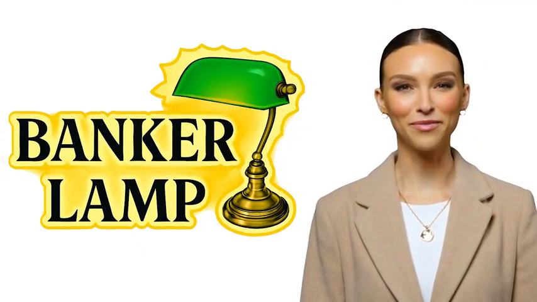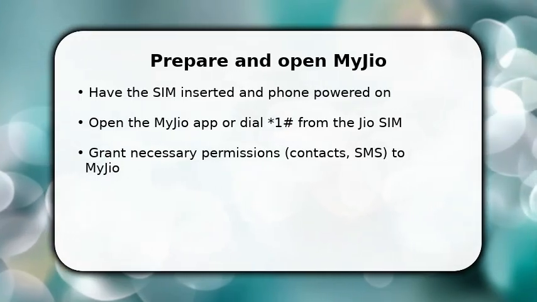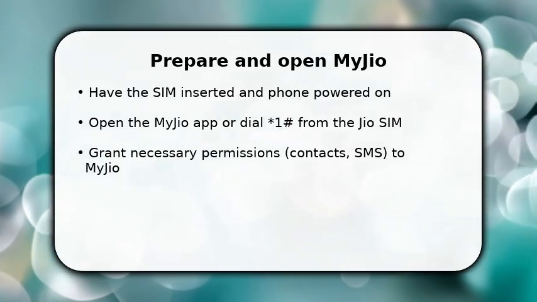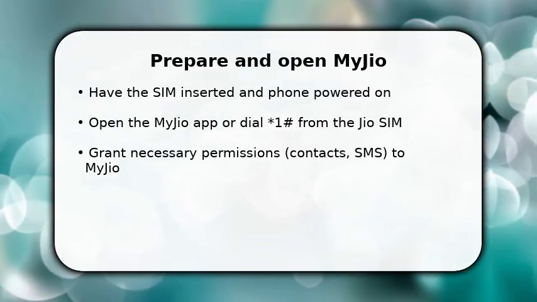Please enjoy the video. You start by making sure the Geo SIM is active and in the phone. That's essential. Open the My Geo app immediately and allow permissions when prompted so the app can read SIM details.